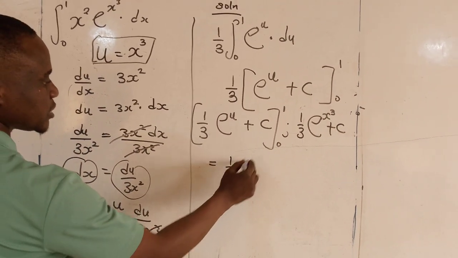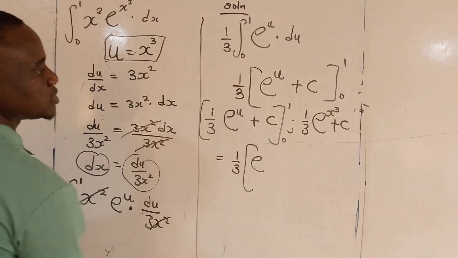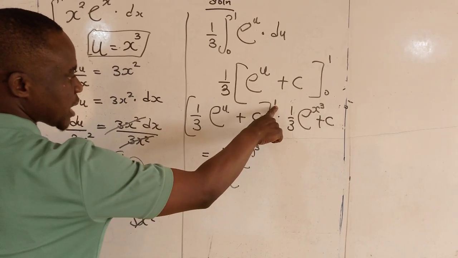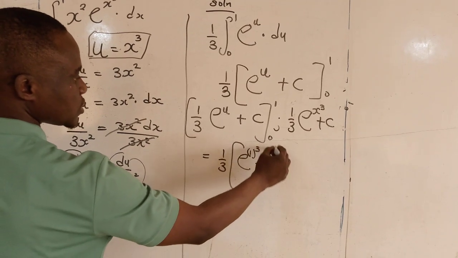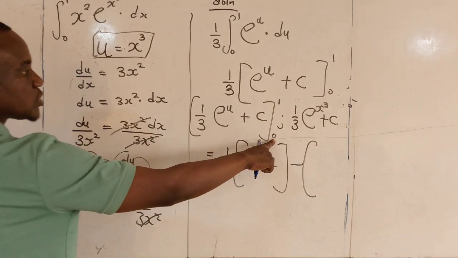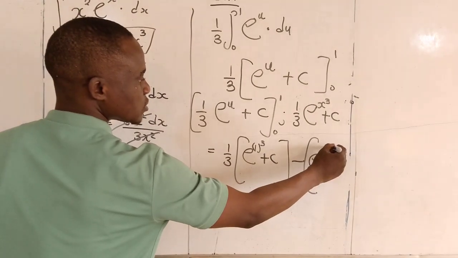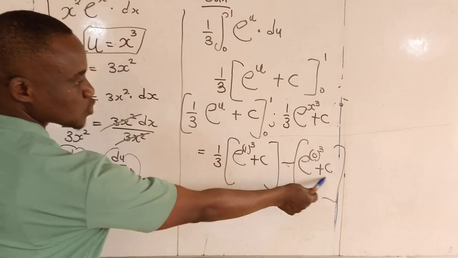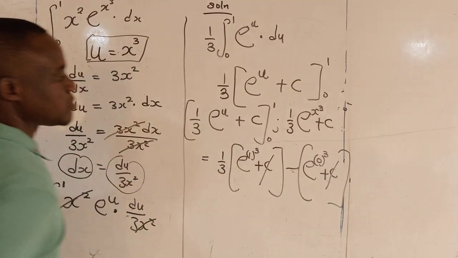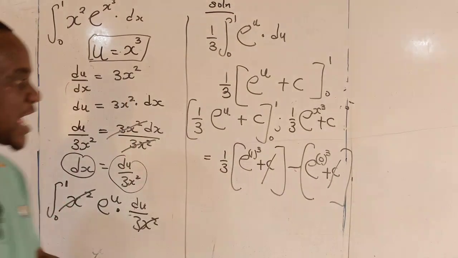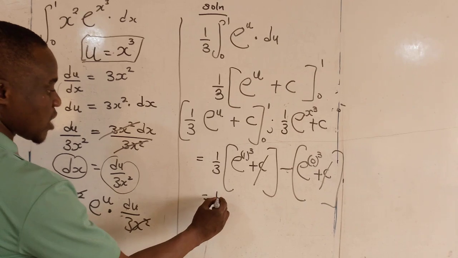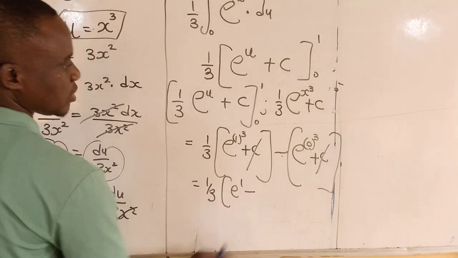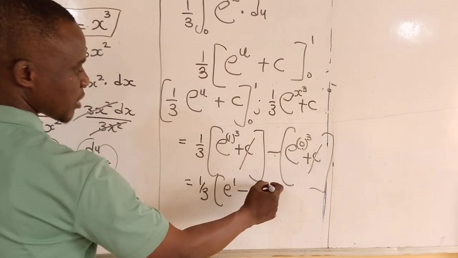This will be 1 over 3, then e raised to power 1 all cubed, that is x equals 1, plus c. Then minus, the second limit is 0: e raised to power 0 all cubed, plus c. If I open this bracket with the minus, the plus c and minus c cancel, that's the integral constant. So here you now have 1 over 3, e raised to power 1 minus e raised to power 0.